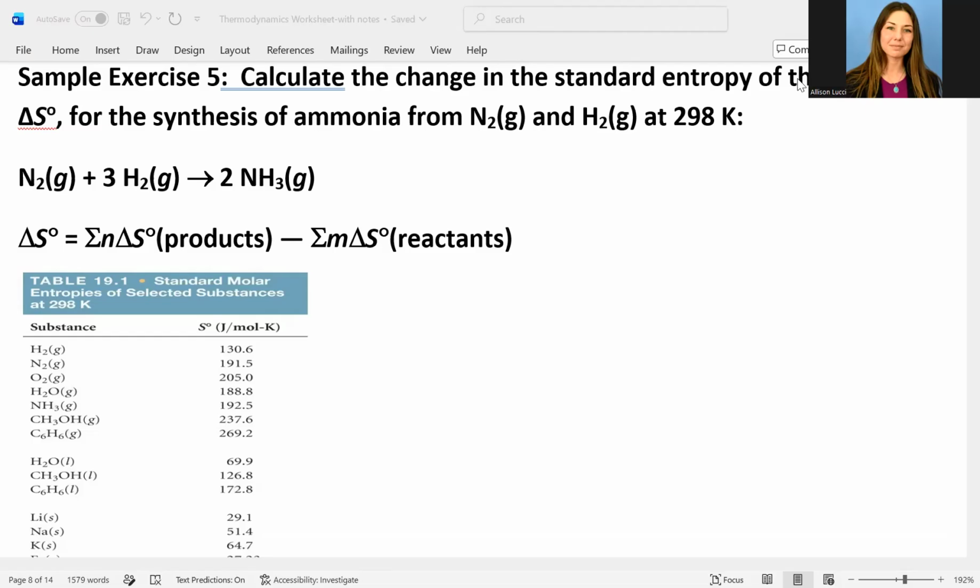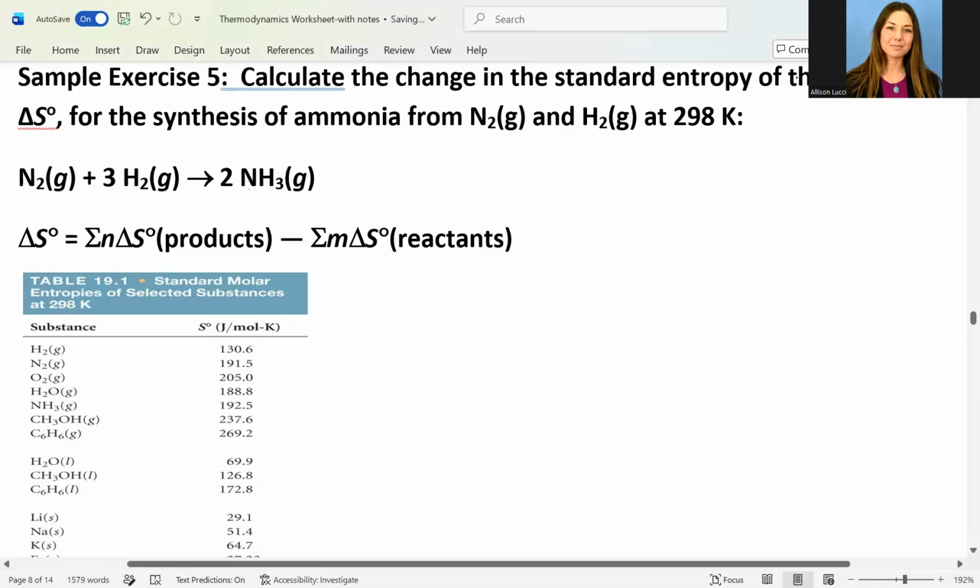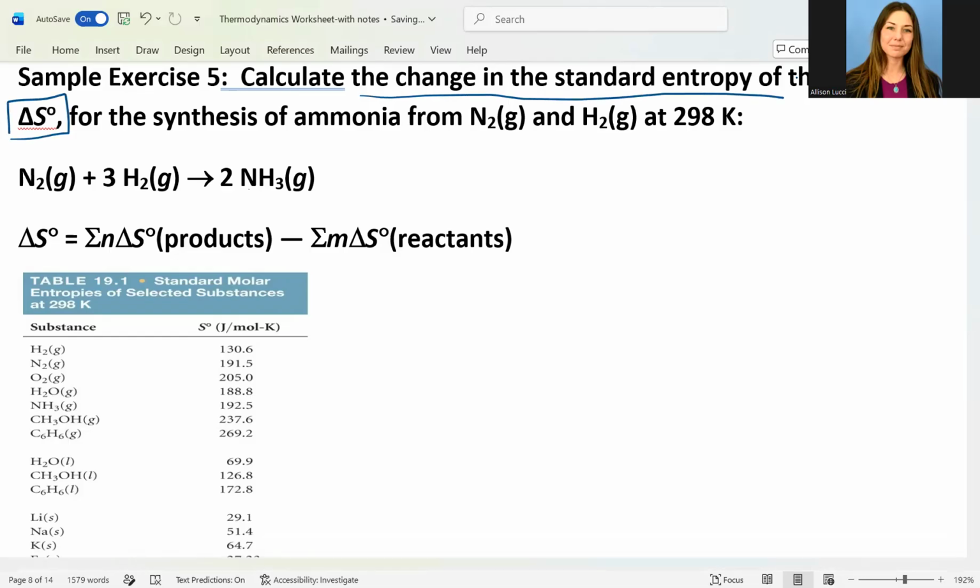In this video, we'll take a look at sample exercise 5, in which we're asked to calculate the change in the standard entropy of the system, so the delta S, for the synthesis of ammonia from N2 gas and H2 gas. So that equation is shown here. We have 1 mole of N2 gas, 3 moles of H2 gas, which will yield 2 moles of NH3 gas.